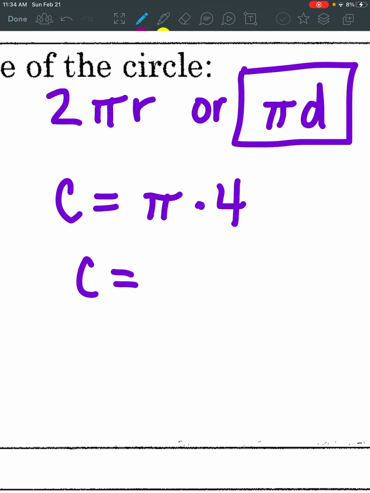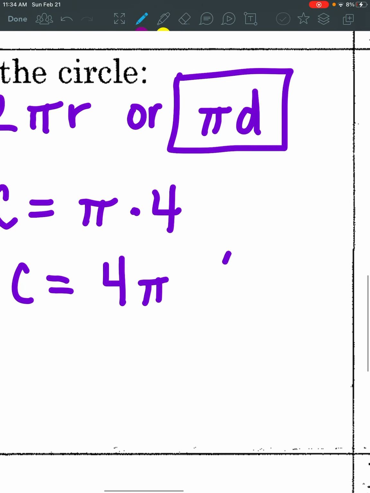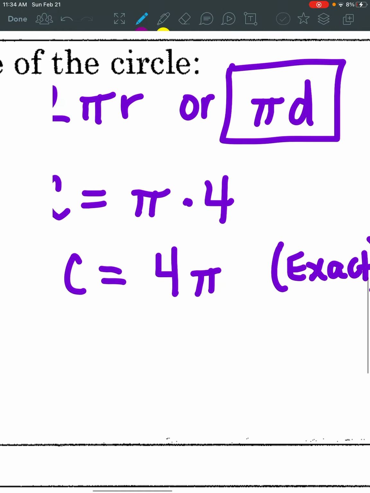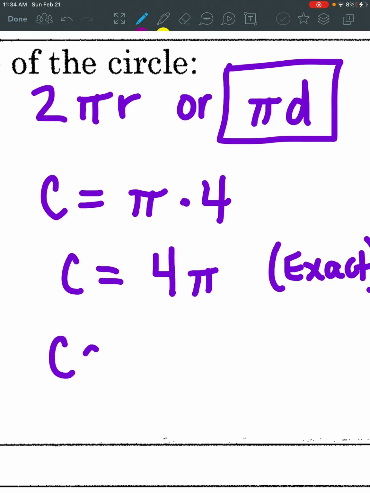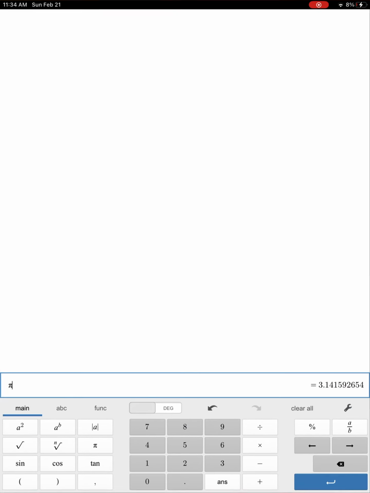So for pi, we can rearrange this order. 4 pi is actually what we call the exact answer. The second that we multiply by pi, then we are approximating, we are rounding the answer, because pi is infinite. So we go to our calculator and we're going to put in 4 times, we want to use that pi button instead of 3.14. It's a more accurate answer.